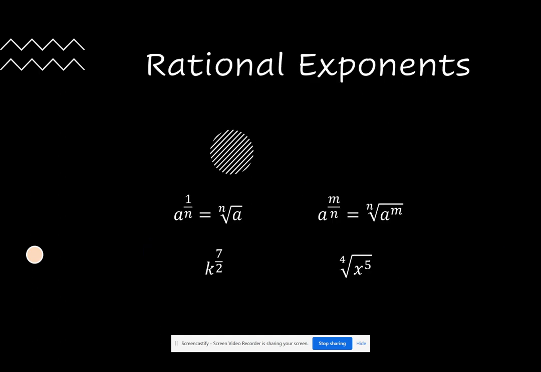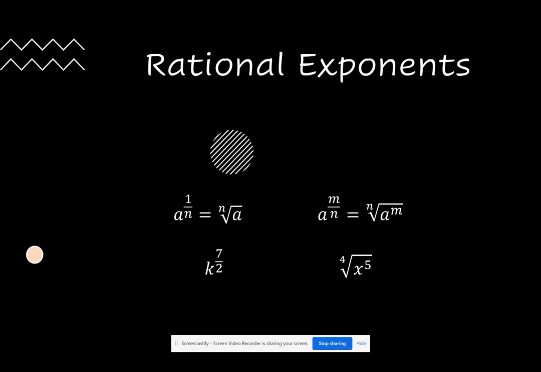Now, rational exponents are a way that we can convert back and forth between rational exponents and radicals. So in this case, if there's a 1 in the exponent, it's telling us that this is just our index. So like a to the 1/4 is just the fourth root of a, or 2 to the 1/4 is the fourth root of 2. Or you can have a number in the numerator, so that exponent is raised to that. So we're going to see an example of this.